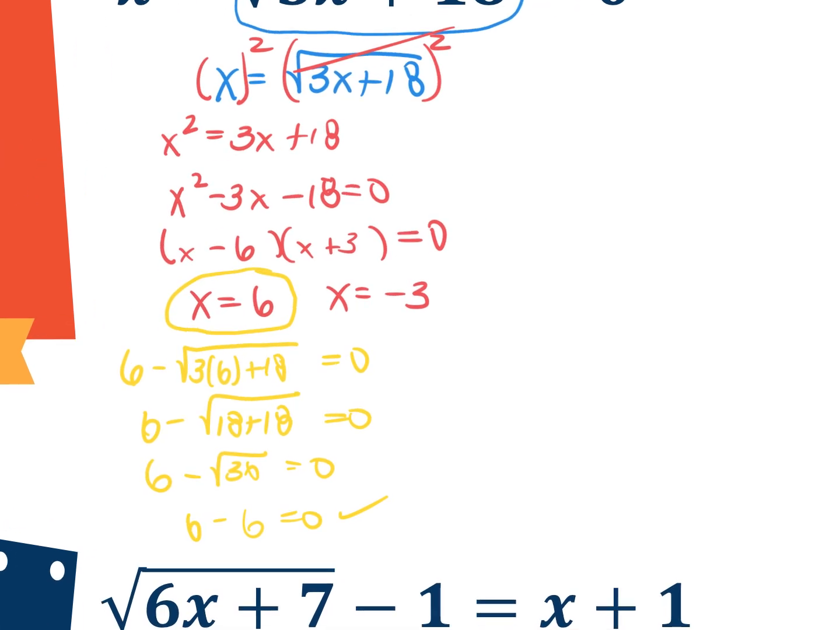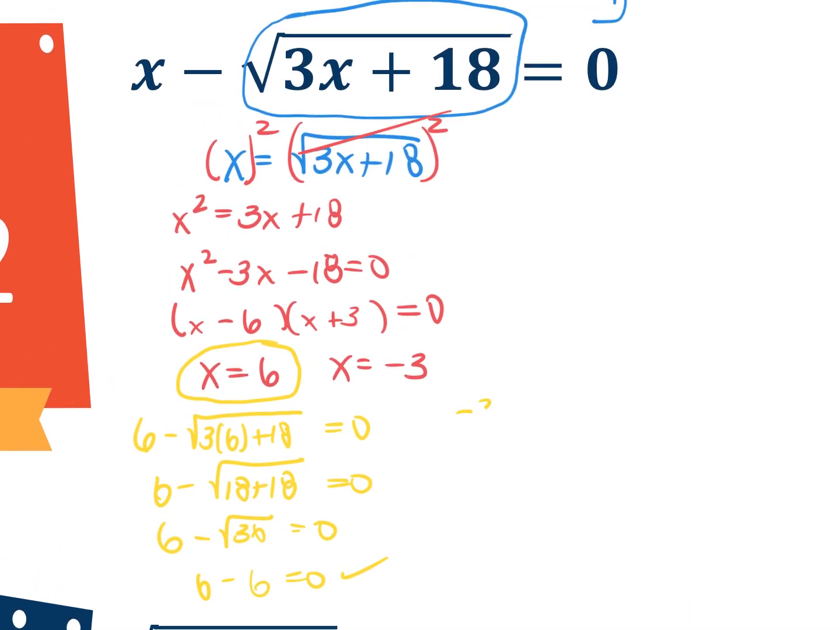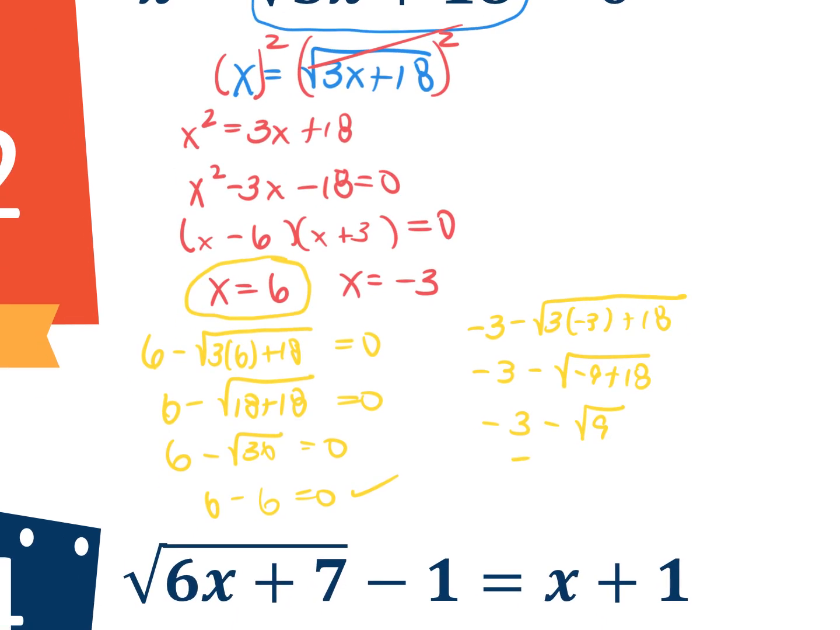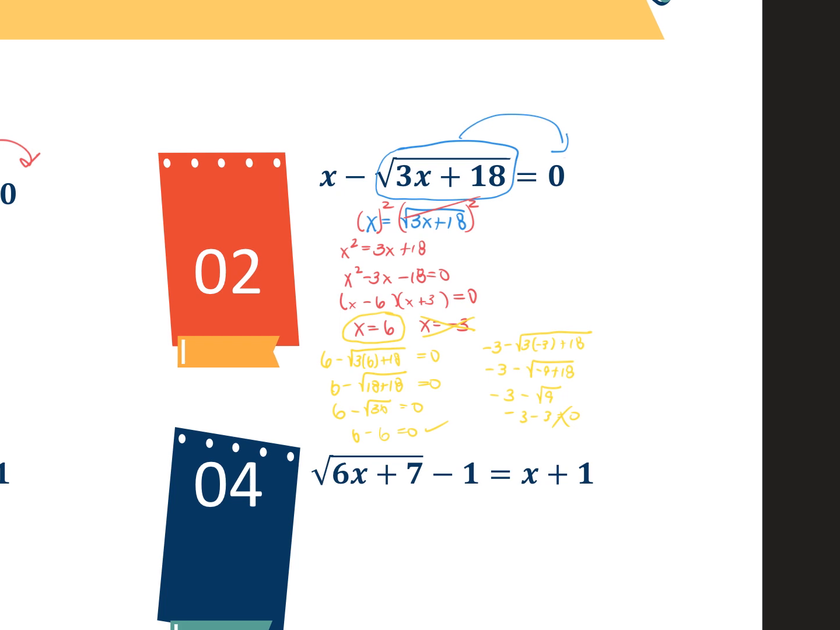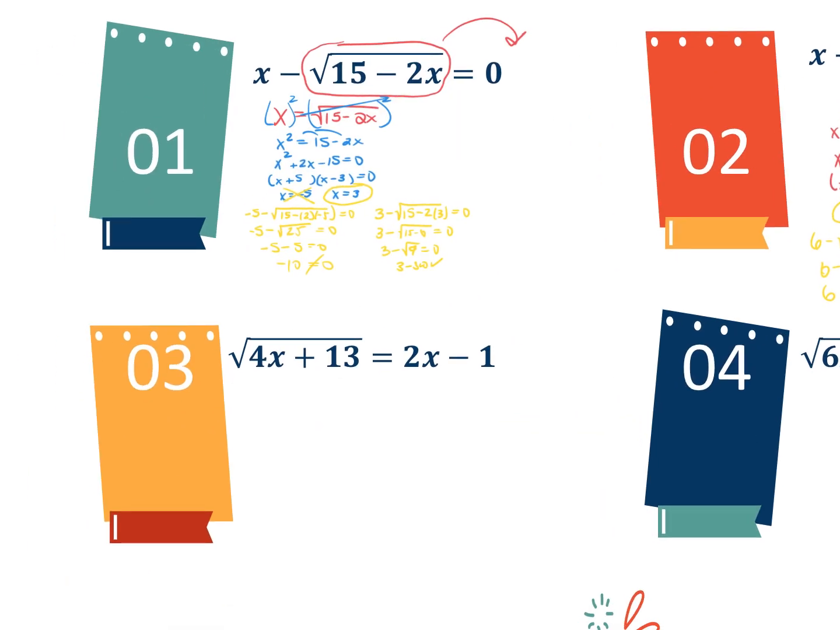So now I'm going to check negative 3. So I have negative 3 minus the square root of 3 times negative 3 plus 18. Negative 3 minus, this is negative 9 plus 18. So negative 3 minus the square root of 9. Negative 3 minus 3, does it equal 0? No, it does not. So x equals negative 3 is not a valid solution. It's extraneous.